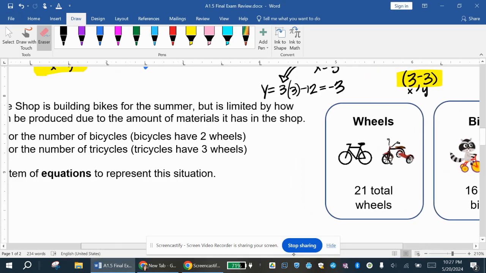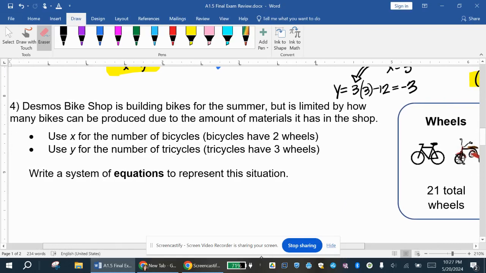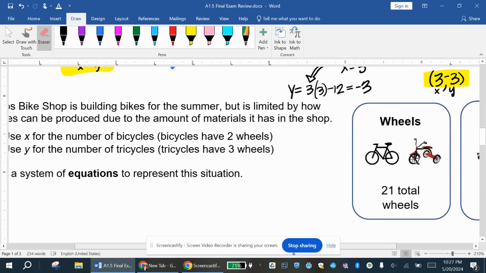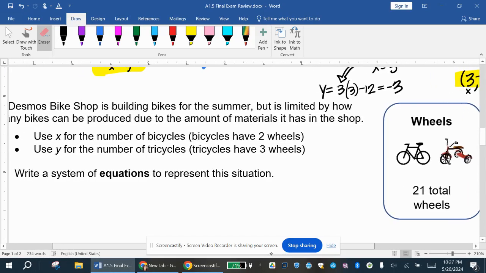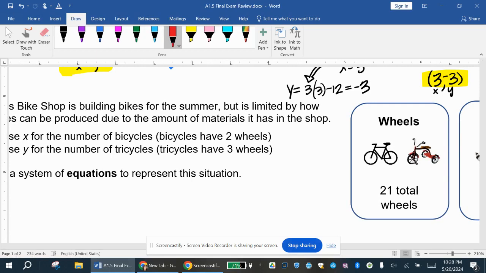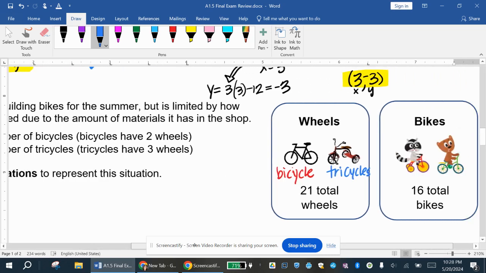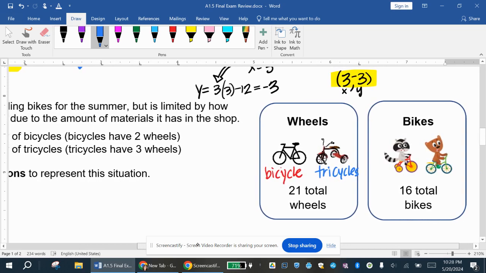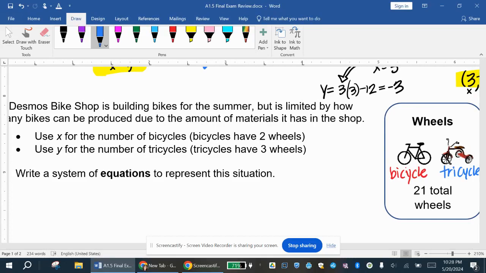Okay, so let's see here. We've got Desmos Bike Shop is building bikes for the summer, but is limited by how many bikes can be produced due to the amount of materials it has in the shop. So we're talking about two types of bikes, a bicycle and a tricycle. So the ones with two wheels, bicycle, and tricycle. Now, they only have 21 total wheels. Okay, 21 total wheels. And the bikes, they can only make 16 total bikes. Now look at what they're telling us X represents. X represents the number of bicycles and Y represents the tricycles.